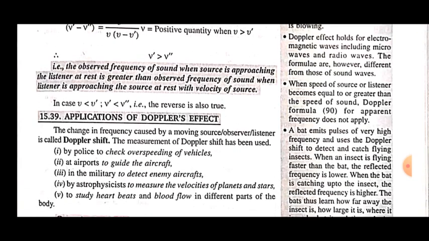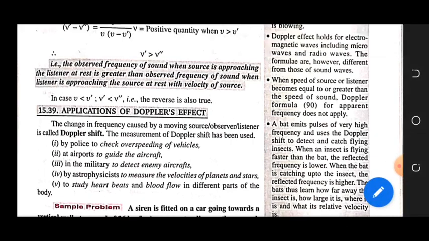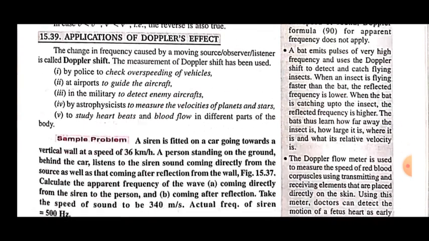Next one: the Doppler effect holds for electromagnetic waves including microwaves and radio waves. However, the formulas are different from those for sound waves. Later, in the next class, you will also see the Doppler effect in light waves. Next one: when the speed of the source or listener becomes equal to or greater than the speed of sound, the Doppler formula for the apparent frequency will not apply here. It will start to violate.